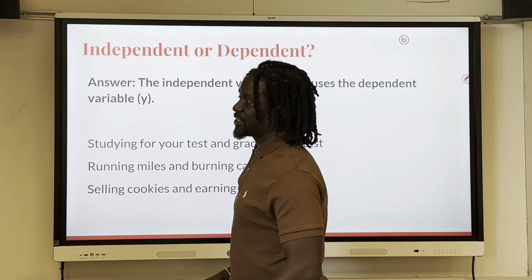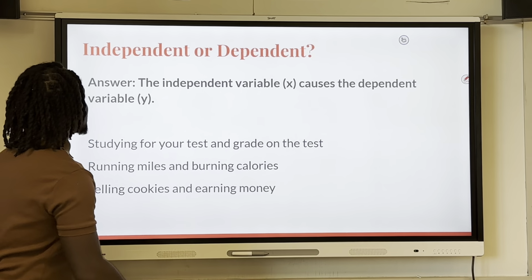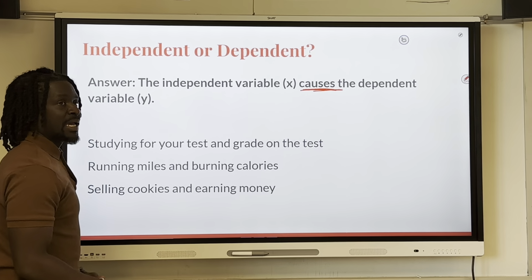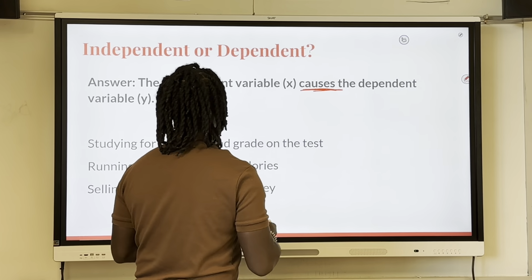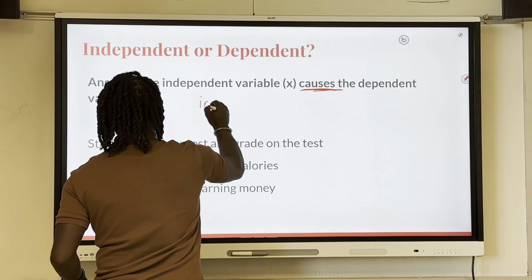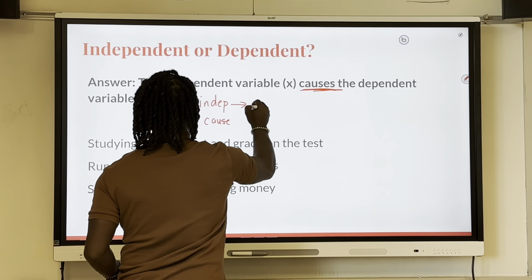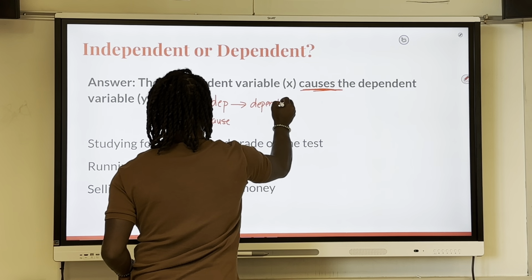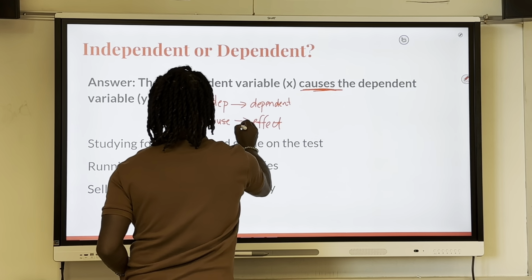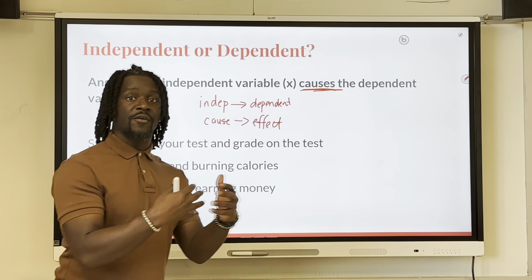And then lastly, whether or not a variable is independent or dependent. What you need to know is that the independent variable causes the dependent variable. One way it is good to think about this is as a cause and effect relationship. The independent variable is the cause. The dependent variable is the effect. So the independent variable is the thing that leads to, or affects, the other.